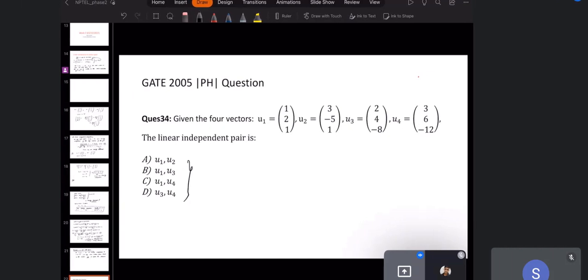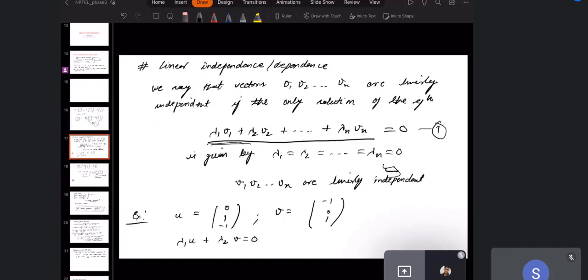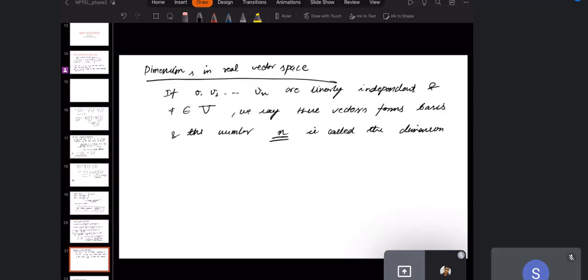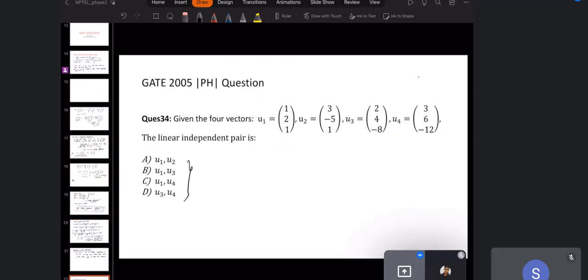Just follow these steps. You have to take two scalars and then, by forming an equation, you have to check whether all lambdas are equal to 0 or not. If all of them are equal to 0, then it means they are linearly independent.